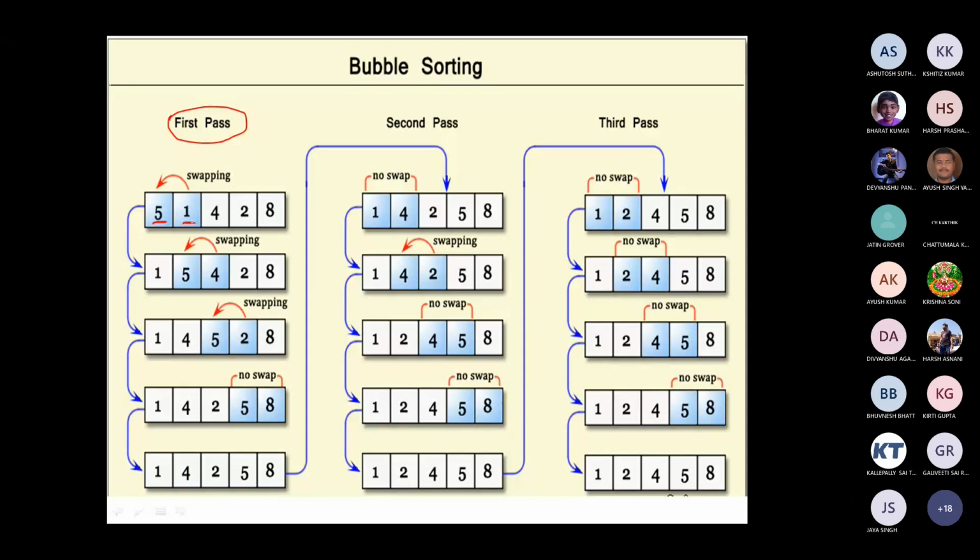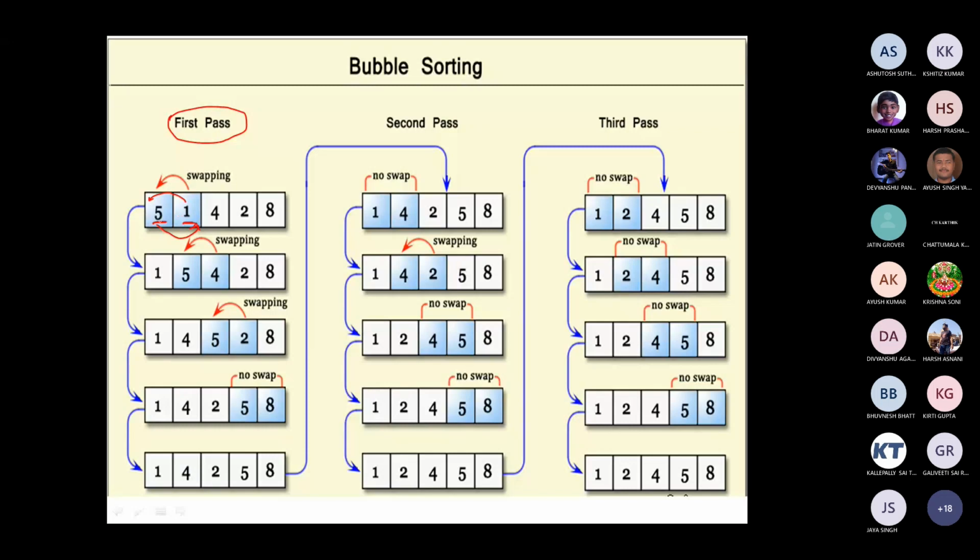We check whether the first or previous element is less than or greater than the next element. If we find that the previous element is greater than the next one, then we will swap the position. That is the mechanism. Compare two elements, and if the previous element is greater than the next element, then swap the position.